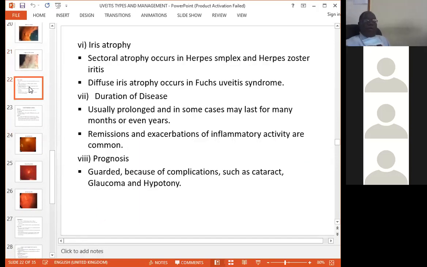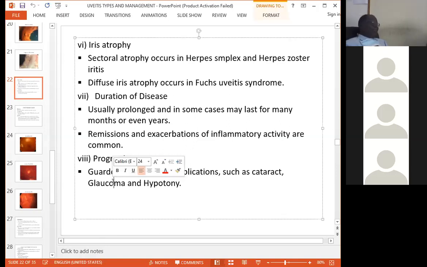Iris atrophy may occur, which may be sectoral, just a sector occurring, especially in cases of herpes simplex and herpes zoster iritis. They tend to give you that sectoral atrophy. Diffuse iris atrophy occurs in Fuchs uveitis syndrome also. Duration of the disease is usually prolonged and in some cases may last for many months or even years. Remissions and exacerbations of inflammatory activity are very common.